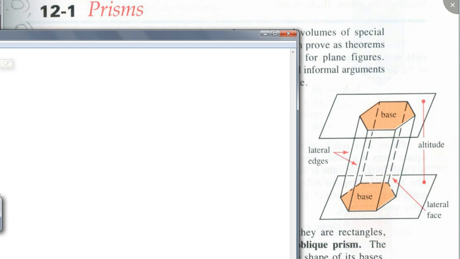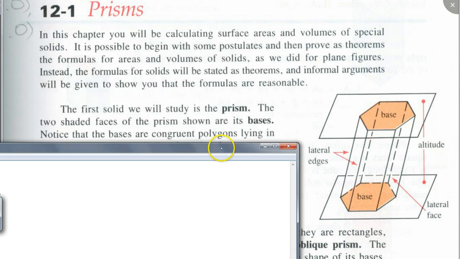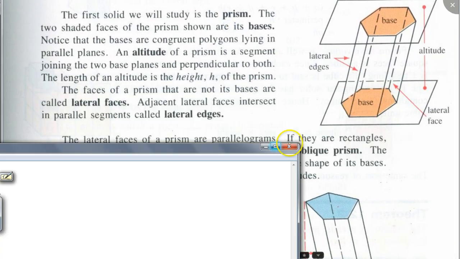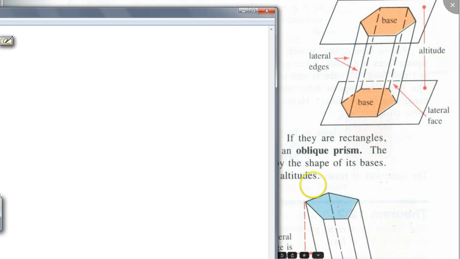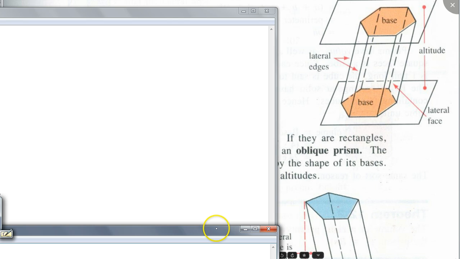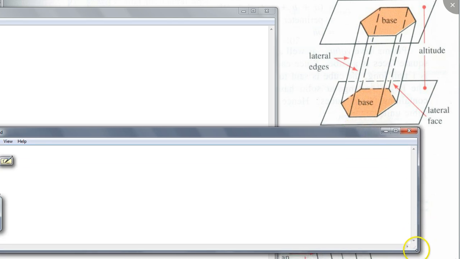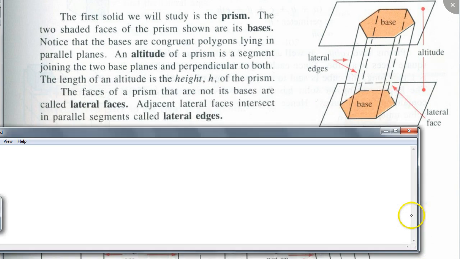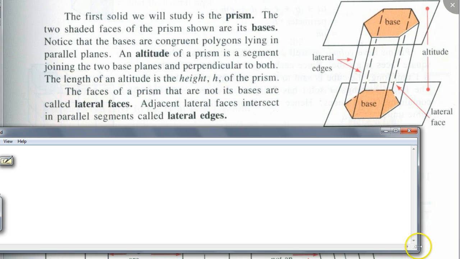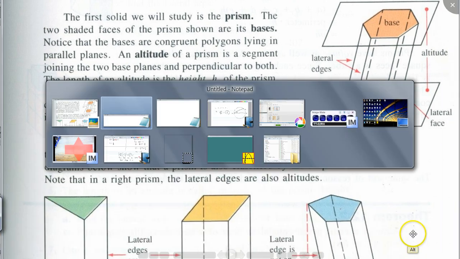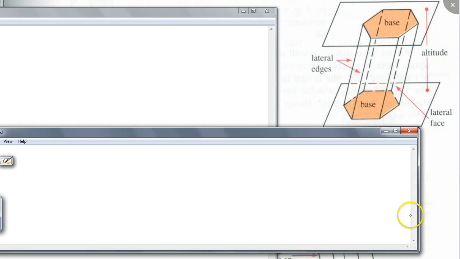Now that we know what a prism is, let me give you some definitions. We have some lateral edges. Let's start with bases. Every polygon that makes up the prism is called a face. How many faces are there in this prism, for example? How many faces do you see? Eight. There are eight because there are two bases and then all the other faces.